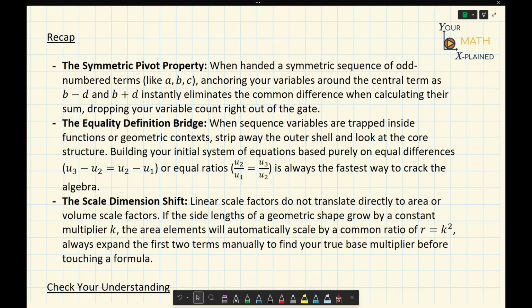And now let's do a quick recap of what we covered in this video. Again, we saw the trick of using symmetry to our advantage. When handed a symmetric sequence of odd-numbered terms, like a, b, c, you want to anchor your variables around the central term, so that makes your calculation easier.